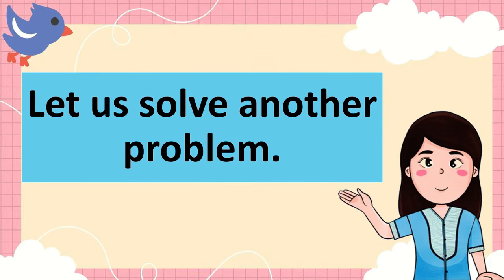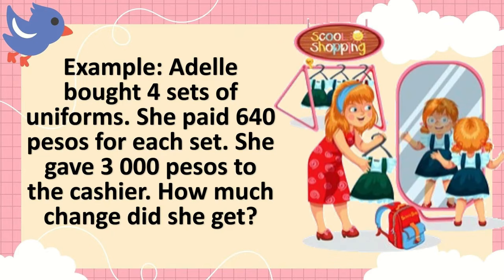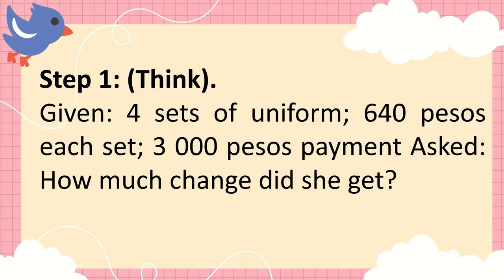Let us solve another problem. Example: Adele bought 4 sets of uniforms. She paid 640 pesos for each set. She gave 3,000 pesos to the cashier. How much change did she get? Step 1. Think. Given: 4 sets of uniform, 640 pesos each set, 3,000 pesos payment. Asked: how much change did she get?